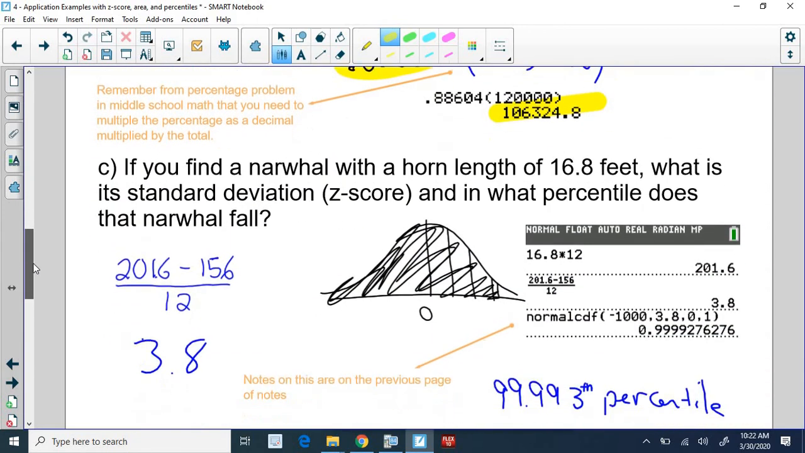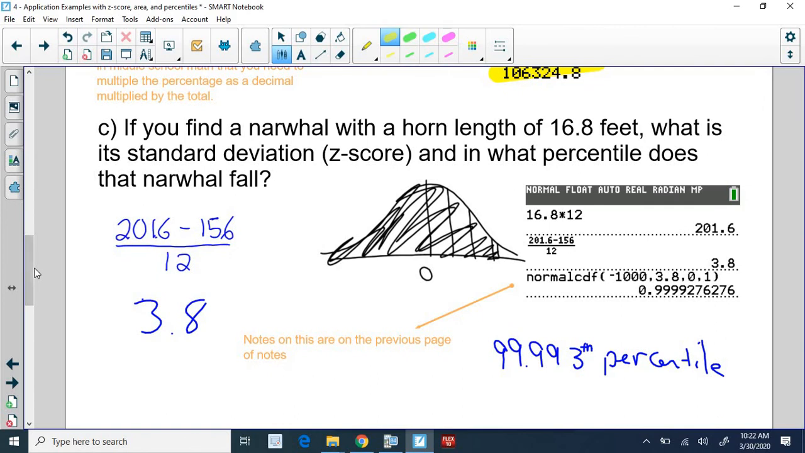Alright, so C is, if you find a narwhal with a horn length of 16.8 feet, what is its standard deviation and what percentile does it fall into? So notice this is in feet, so I had to convert it right here. I had to convert it to inches. I then put that value in here for x. Okay, then I have my mean of 156 inches, and I have my standard deviation of 12 inches. That gives me a z-score of 3.8.